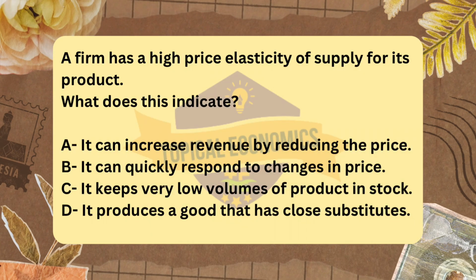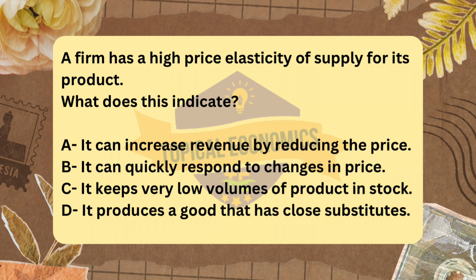A firm has a high price elasticity of supply for its product. What does this indicate? A. It can increase revenue by reducing the price. B. It can quickly respond to changes in price. C. It keeps very low volumes of product in stock. D. It produces a good that has close substitutes. Reference, 2022 May-June version 1.